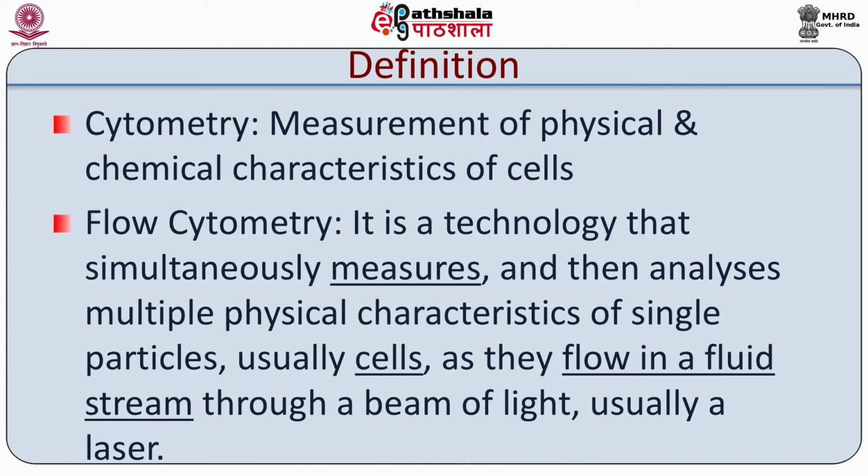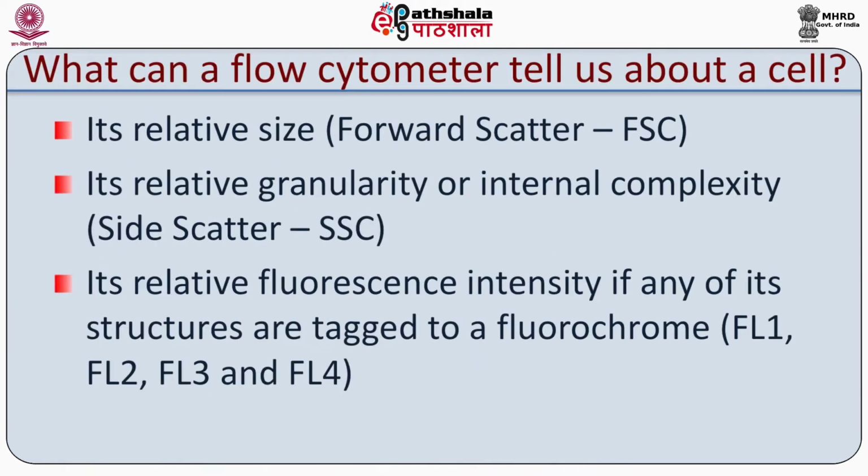What is to remember here is the scattered light by these particles is then measured and is proportional to the different properties. The light in the forward direction, the forward scatter, is directly proportional to the relative size and surface area. The light scattered in the side is directly proportional to the relative granularity or internal complexity. And if the particles or cells are tagged with fluorescent molecules like fluorochromes, it reflects the relative fluorescence intensity.